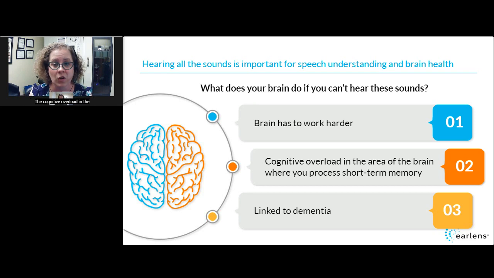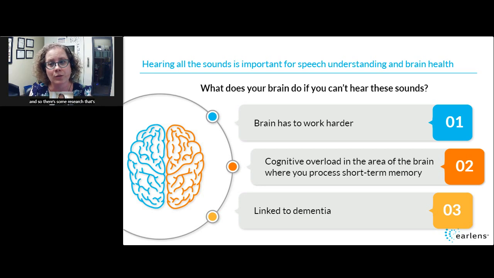The cognitive overload in the area of the brain, which is in the frontal lobe, also is the area that processes short-term memory. And when the brain is overloaded because it can't hear all the sounds of speech and has to rely heavier on the visual system and the frontal system to help make sense of what's being said, it puts a stress and a load on the brain. And it can cause problems with recall of speech information and recall of language.